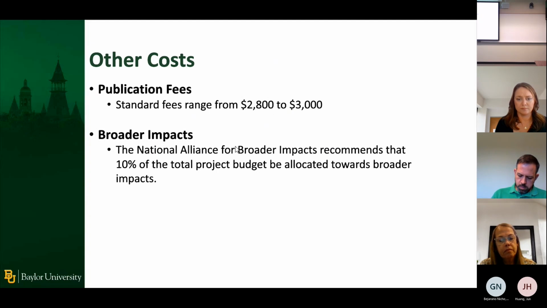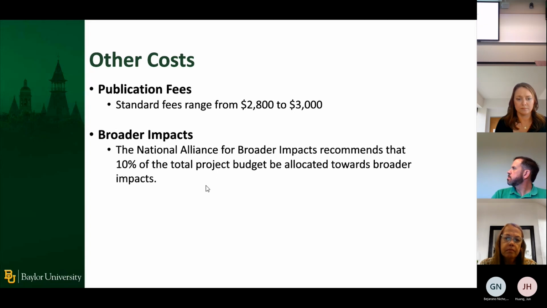And then also broader impacts. I have a great visual that I can send all of you that goes into more detail about broader impacts, because there are a lot of things to consider. The National Alliance for Broader Impacts recommends that 10% of the total project budget is allocated towards broader impacts.